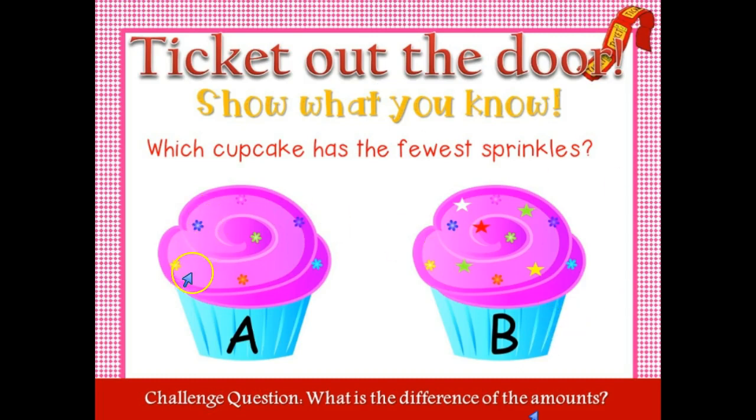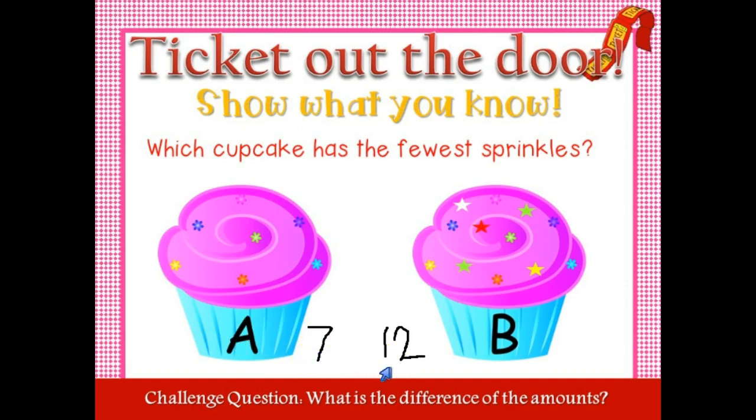All right, so let's count to see the sprinkles. We have 1, 2, 3, 4, 5, 6, 7. So this cupcake has 7. Let's count the sprinkles on cupcake B. 1, 2, 3, 4, 5, 6, 7, 8, 9, 10, 11, 12. So we are counting objects that are scattered. And we were able to come up with the two numerals, 7 and 12.